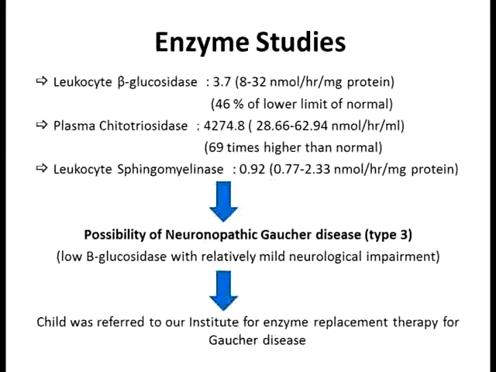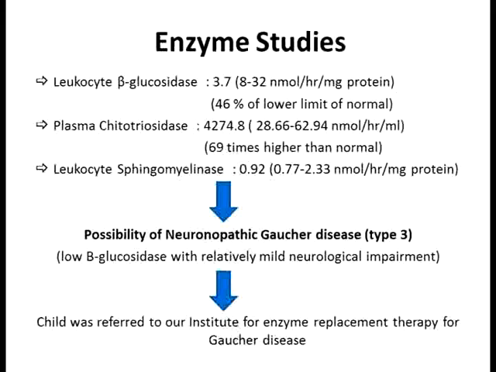Okay. So let's go ahead. Madam has said, they have gone for the enzyme studies. The child's leukocyte beta glucosidase activity was low. It was 46% of the lower limit of normal. Plasma chitotriosidase was elevated, around 70 times higher than the normal. And the sphingomyelinase was done, which was normal in range. Actually, this investigation was done already, before he came here. These investigations were done elsewhere, and he was sent here after that.